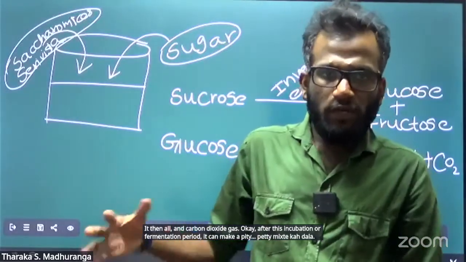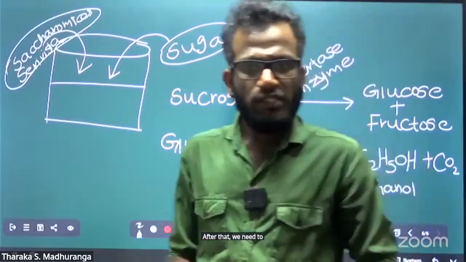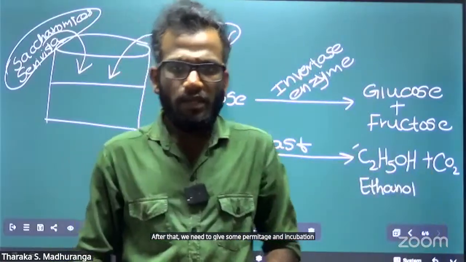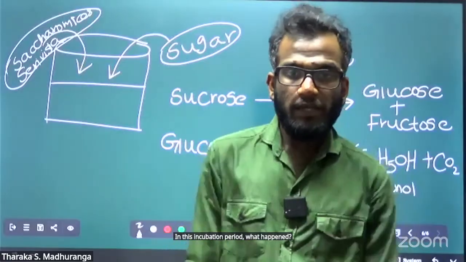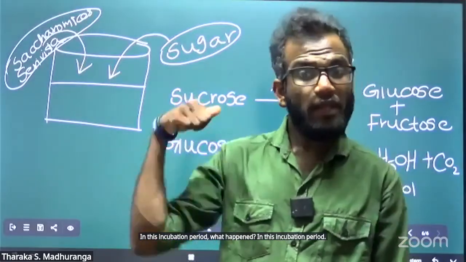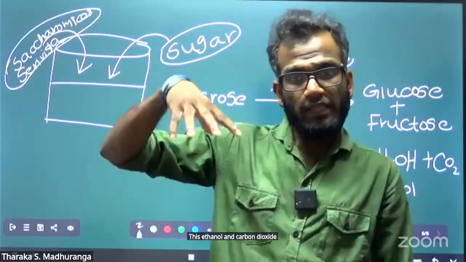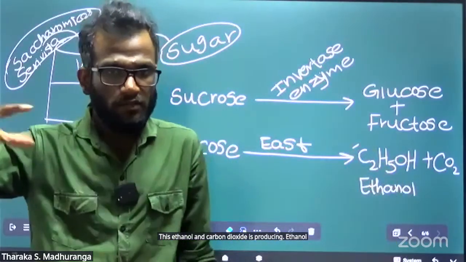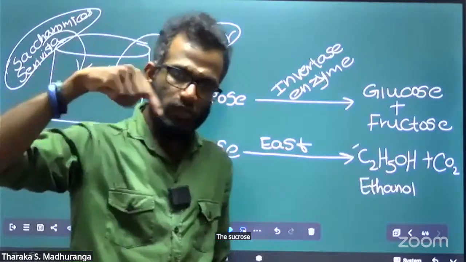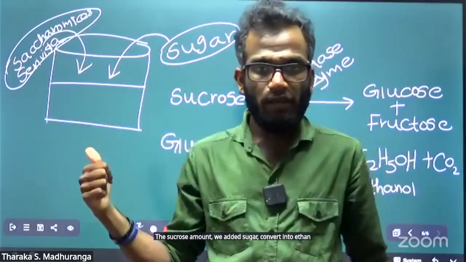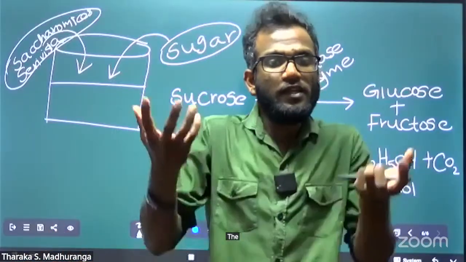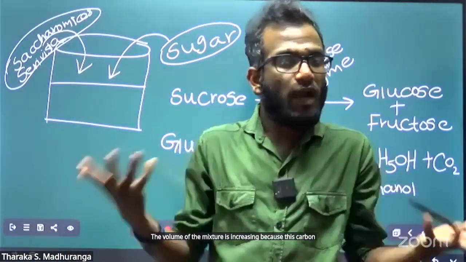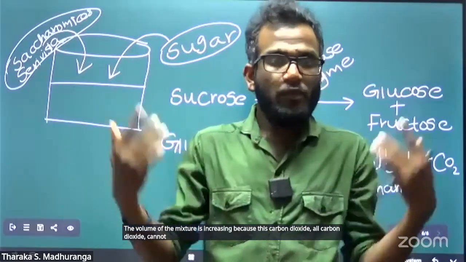After that, we need to give some fermentation incubation period. In this incubation period, what happened? Ethanol and carbon dioxide are produced. The sucrose we added is converted into ethanol and carbon dioxide. What happened? The volume of the mixture is increasing, because all the carbon dioxide cannot be removed to the environment.